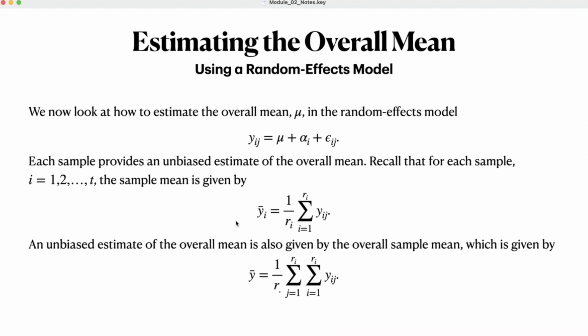Okay, so each of these provides an unbiased estimate for the overall mean. Now, an unbiased estimate of the overall mean is also given by the overall sample mean, which you'll recall was given by this expression. I think we had a double bar on that. I'll have to fix that in the notes. But this is just the overall combined sample mean. So all of these quantities provide unbiased estimates of the overall population mean, mu.